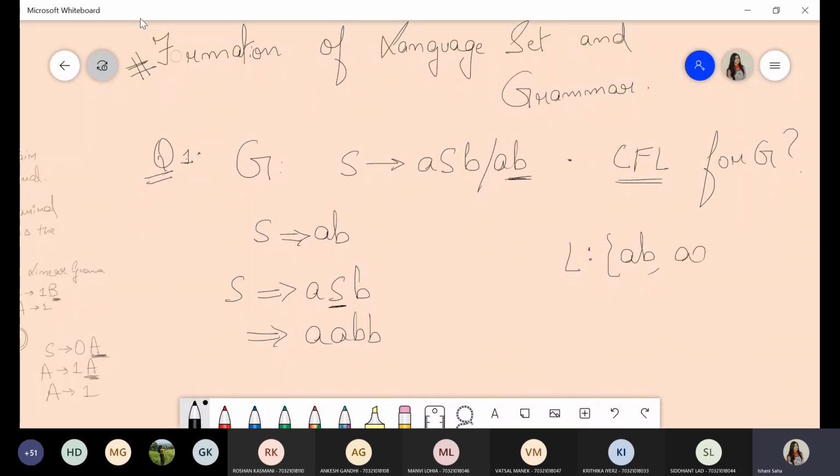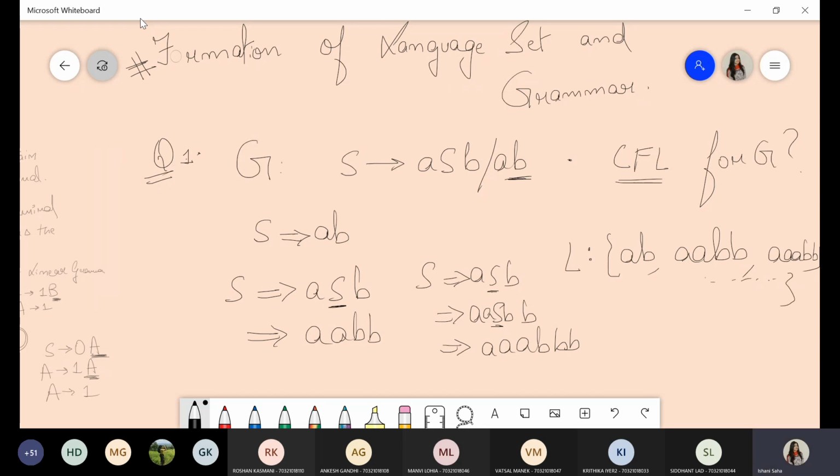So the next string possible would be AABB. Then again, I'll take ASB. This S, this time I'm going to replace with ASB, and then this B is there. Now this S I'm going to replace, let's say, with AB. So it is triple A, triple B, and so on. At least 3 to 4 strings you generate.